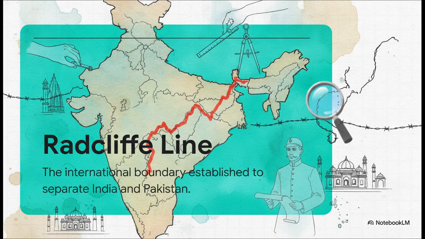Stepping away from military lines, we also have formal international borders. On the Western Front, the undisputed international border separating India and Pakistan, stretching from Gujarat all the way up to Punjab, is the famous Radcliffe Line. It was named right after the British Boundary Commission that originally drew it up during partition.